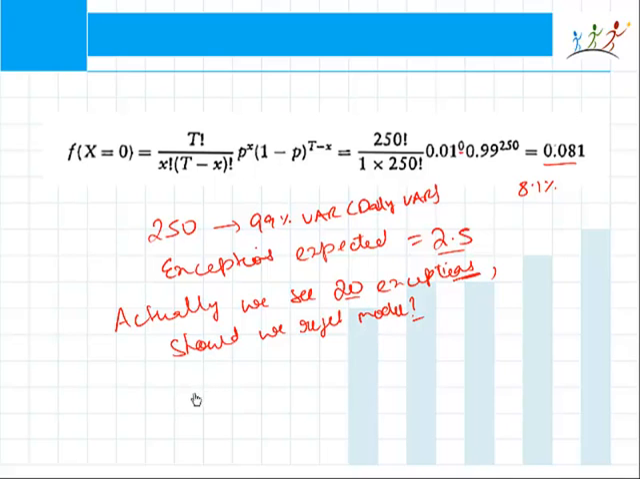If we see about 3 exceptions, then will we reject the VAR or will we reject our estimate? No, because now it looks in line. We were expecting 2.5 and actually 3 exceptions happened, so our model looks more or less correct.